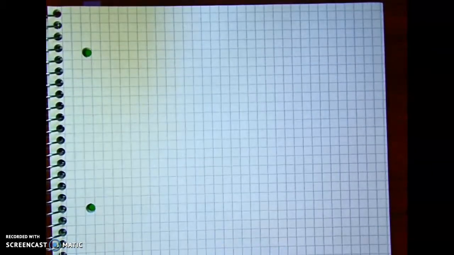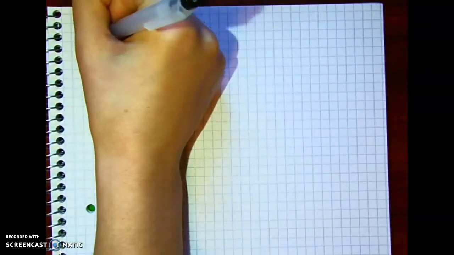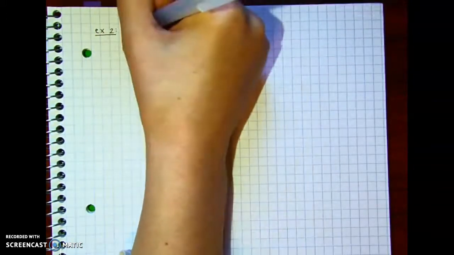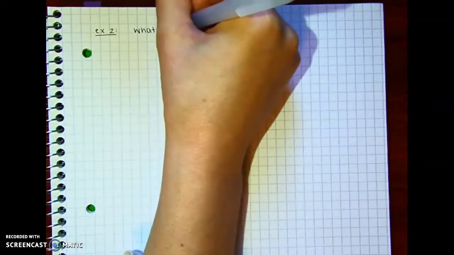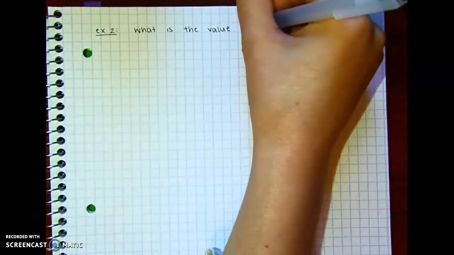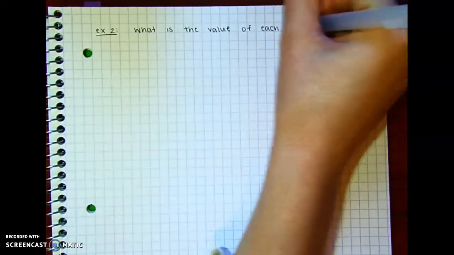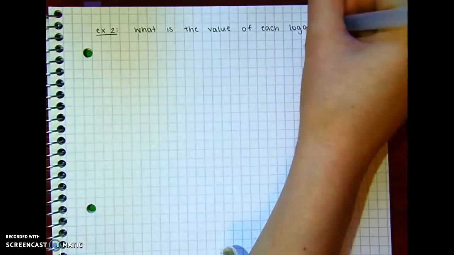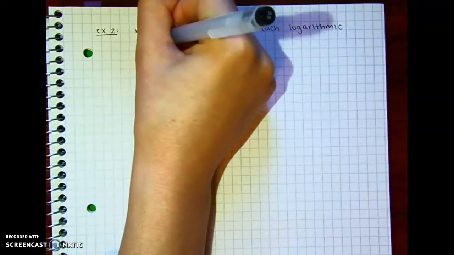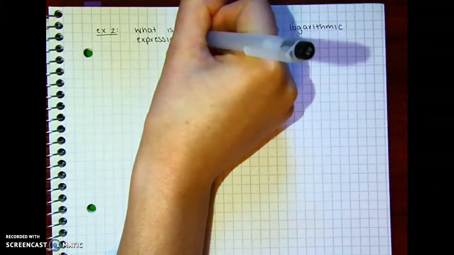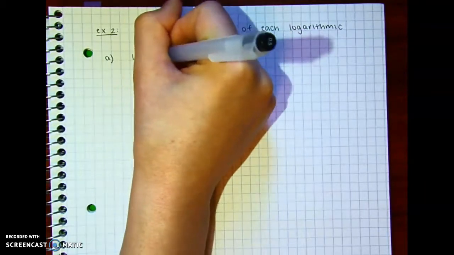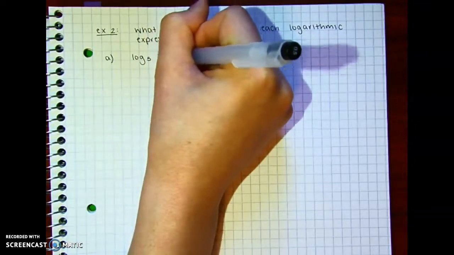All right, so let's just do an expression, not even an equation. So example 2. What is the value of each logarithmic expression? All right. So let's start with log base 5 of 125. What does that equal to?